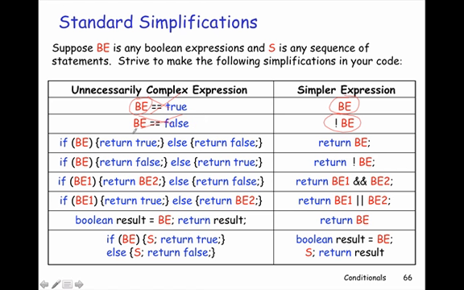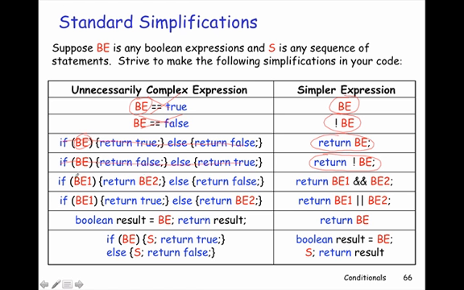Here's another thing that never needs to be written. You never need to write if Boolean expression return true, otherwise return false. That is never, never necessary. Because in all such situations, that's the same as returning a Boolean expression. Because if, in fact, the Boolean expression is true, you're returning true. And if it's false, you're returning false. So you're just always returning the value of the Boolean expression. Similarly, if you test a Boolean expression and return false, otherwise return true, that's exactly the same as returning the negation of the Boolean expression.